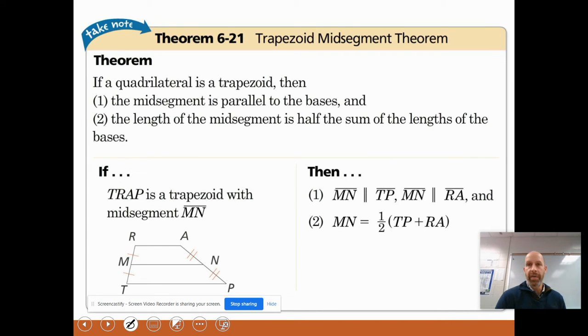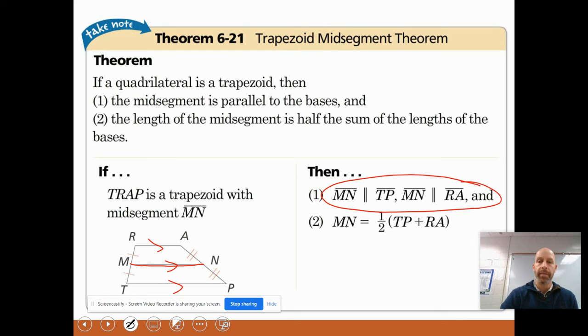So our final theorem involving trapezoids today is the trapezoid mid-segment theorem, and it basically says this. If you have the mid-segment of a trapezoid, like in this case segment MN, then it turns out that all three of these segments are parallel. So that's what this says.